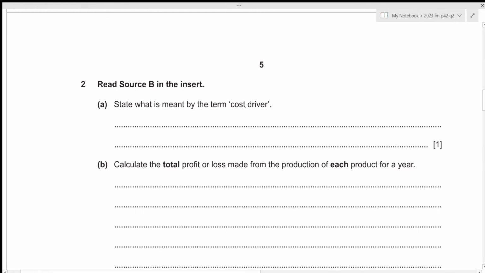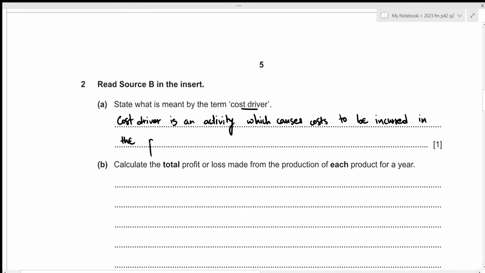We need to state what is meant by the term cost driver. So cost driver is the activity which causes the costs to be incurred in our production process. Let's write it down. Cost driver is an activity which causes costs to be incurred in the production process.